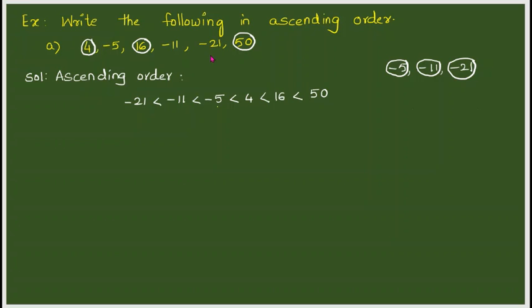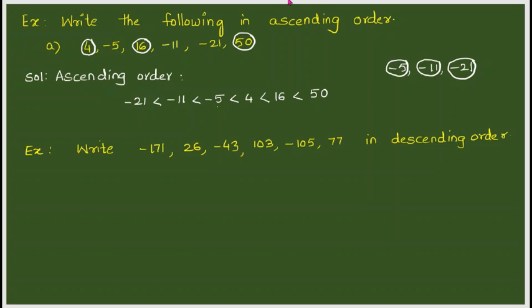So remember, children, to write the integers in ascending order, first you identify the negative integers. Among the negative integers, find which is the smallest one, then the next smaller. In that way you need to write them in order. Now let us see one more example. It is asked to write minus 171, 26, minus 43, 103, minus 105 and 77 in descending order. What does descending order mean? It is big to small.